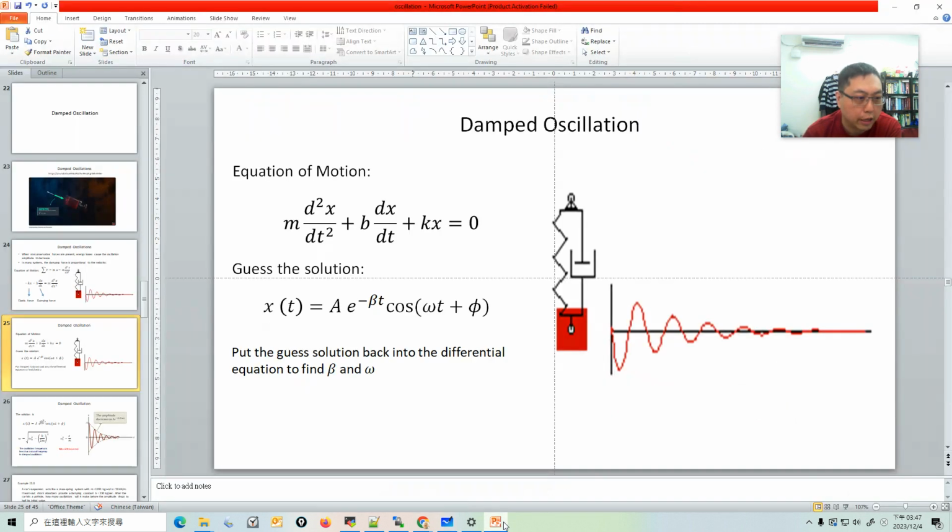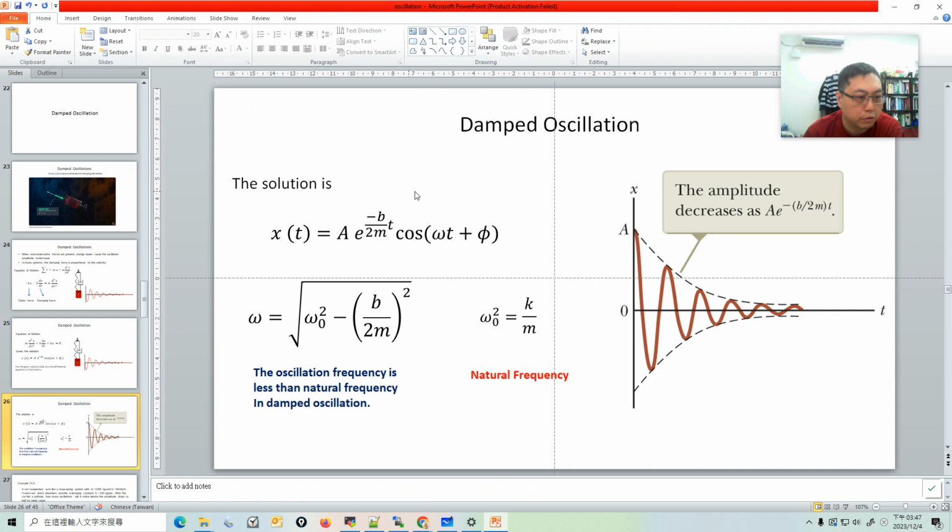Okay, let's go back to this slide. We finally get this solution. The solution will look like this, right? This is just what we found. We found beta, and beta is b over 2m. This term is very important because you will see this is a picture of the damped oscillation, and the envelope. You see there is the notation here. The amplitude decreases as A times exponential of minus b over 2m t. So actually this b is very important. Your damping parameter controls the decrease of the envelope.